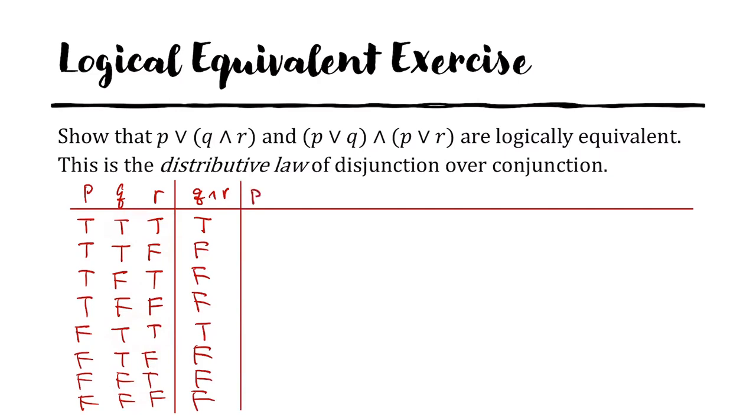Then we will construct the P or (Q and R). Now we will apply the disjunction to P. And we know disjunction is only false when both of your variables are false. So if you look at it, you have false, and they are all false. Besides that, you have at least one true. So the last 3 will be false. The remaining will be all true.